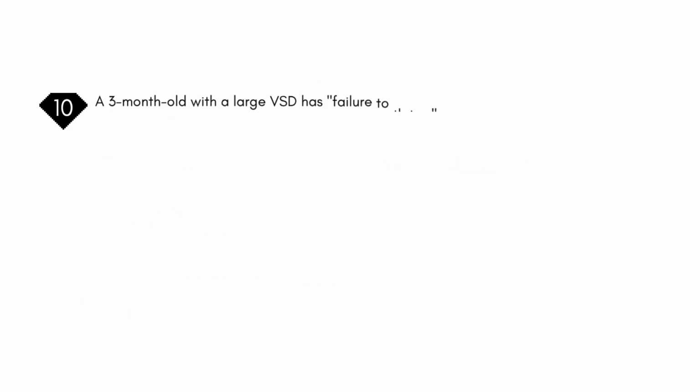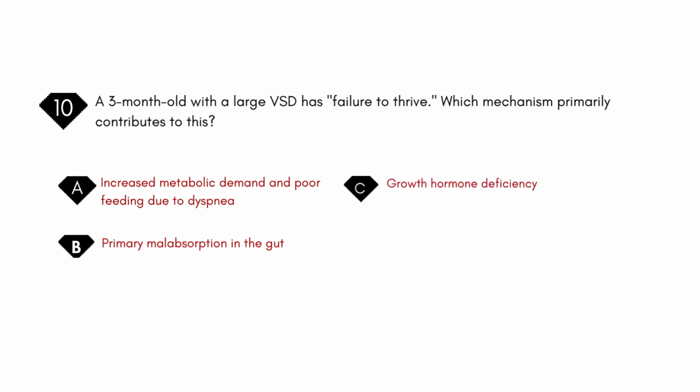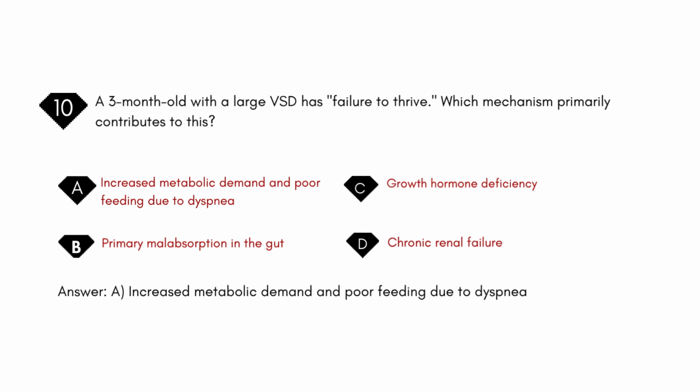A 3-month-old with a large VSD has failure to thrive. Which mechanism primarily contributes to this? A. Increased metabolic demand and poor feeding due to dyspnea. B. Primary malabsorption in the gut. C. Growth hormone deficiency. D. Chronic renal failure. Answer: A. Increased metabolic demand and poor feeding due to dyspnea.